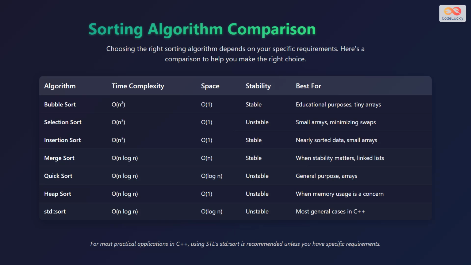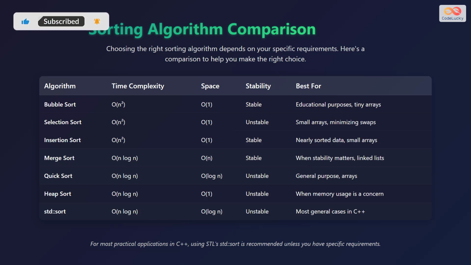Merge sort has a time complexity of O(n log n), space complexity of O(n). It is stable and best when stability matters and for linked lists. Quicksort has a time complexity of O(n log n), space complexity of O(log n). It is unstable and best for general-purpose arrays.